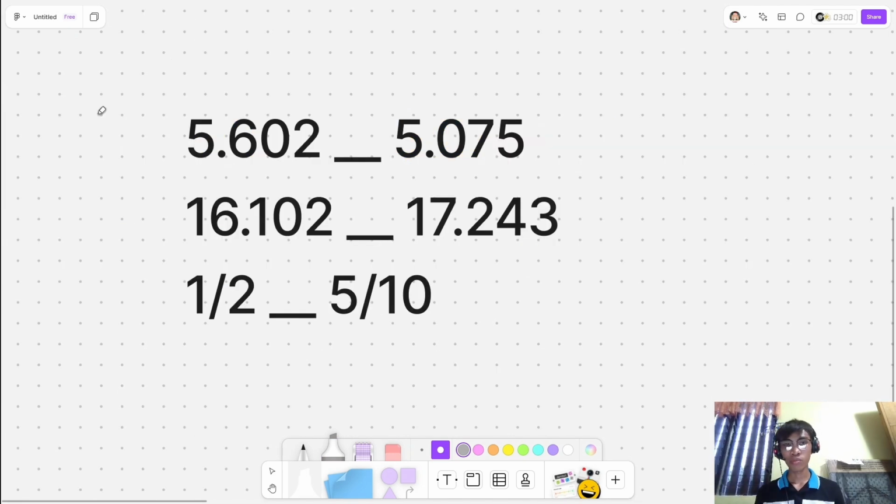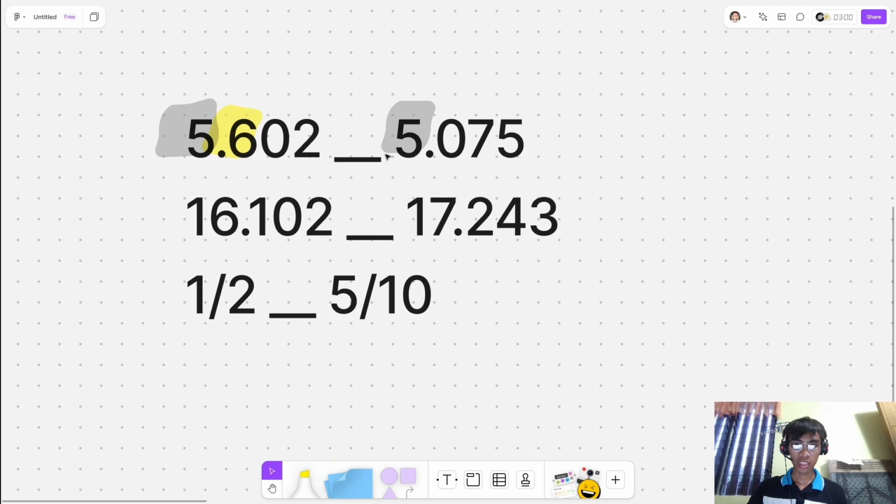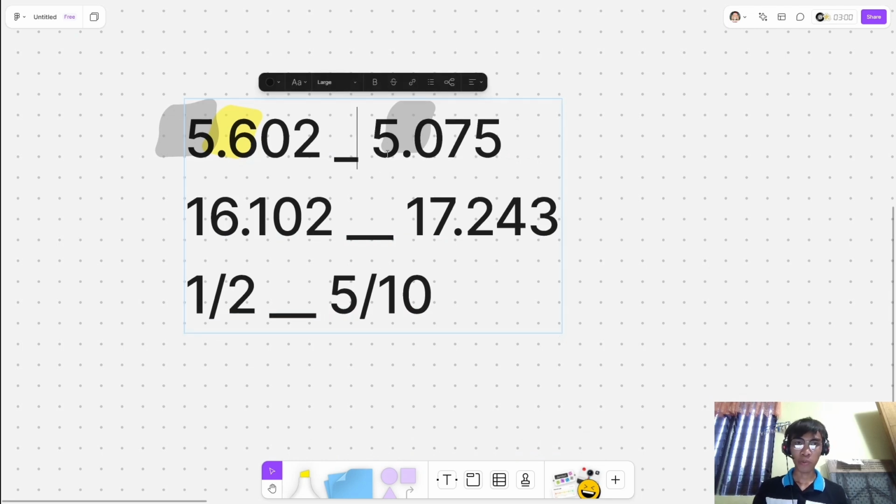Here we have a few more numbers that we're gonna try to compare. When comparing decimals, we start from the whole numbers part, and since 5 is equal, we move on to the tens place. Since 6 is greater than 0, we can already conclude that 5.602 is greater than the other number.